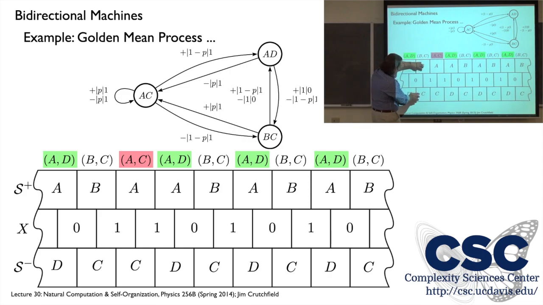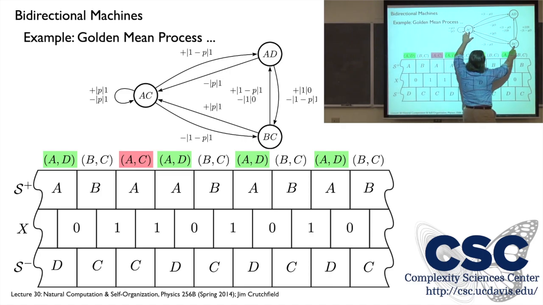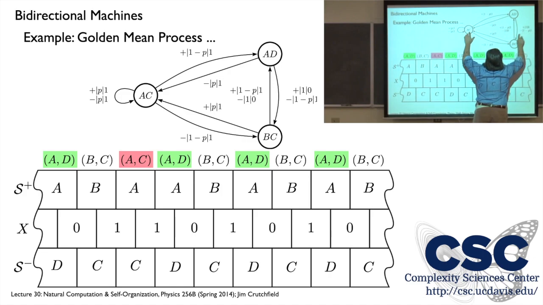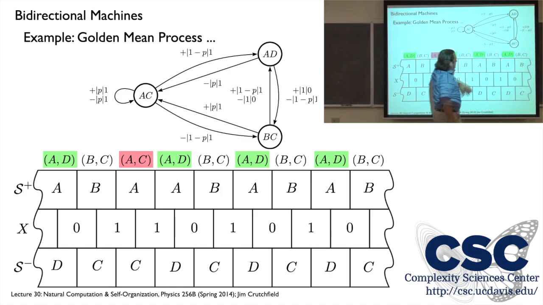You can just go through, or you can go back from AD, going in the reverse direction. I'm definitely going to see a 1, but the states I end up in, I'm going to visit with probability 1 minus P or P, and so on. Okay, so you might work through the lattice diagram here to make sure I've done the right calculations for the bidirectional machine.